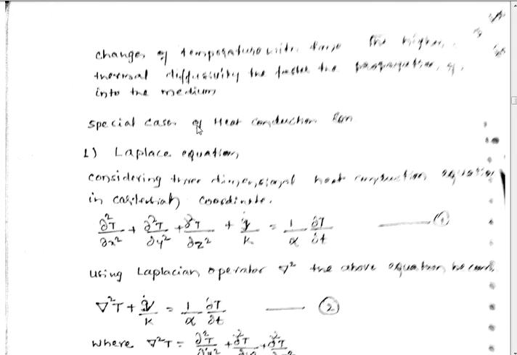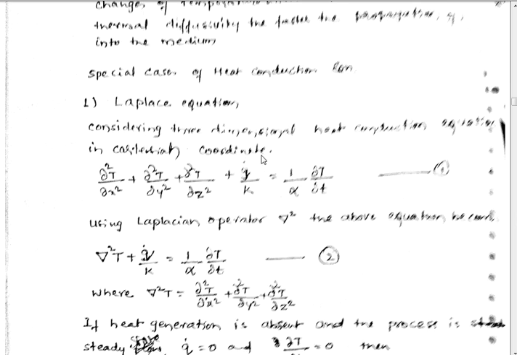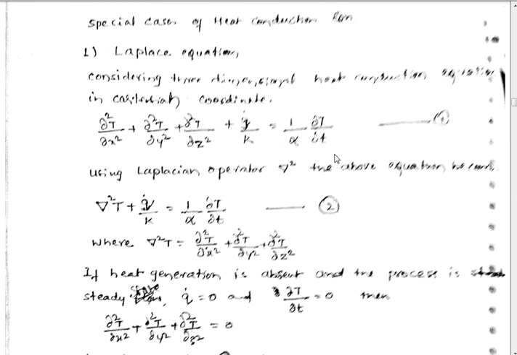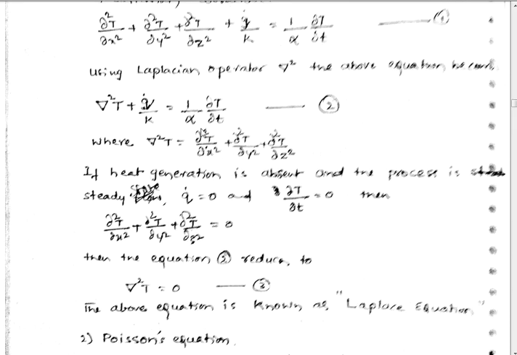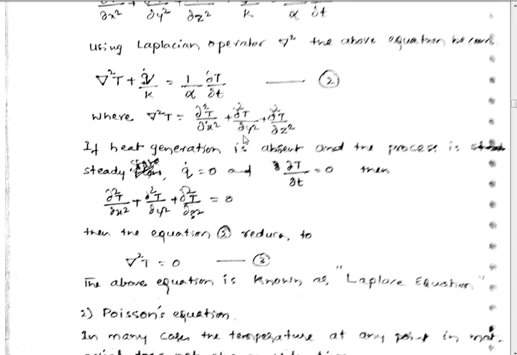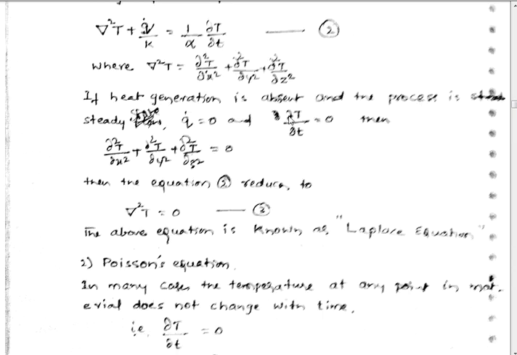Then we are going to take special cases. The first is the Laplace equation. Considering the three-dimensional heat conduction equation in Cartesian coordinates, we can write this equation using the Laplacian operator, del square. Written in terms of the Laplacian operator: del square T plus q dot by k is equal to 1 by alpha dou T by dou t, where del square T is equal to dou square T by dou x square plus dou square T by dou y square plus dou square T by dou z square.